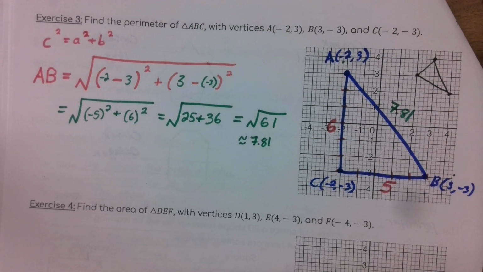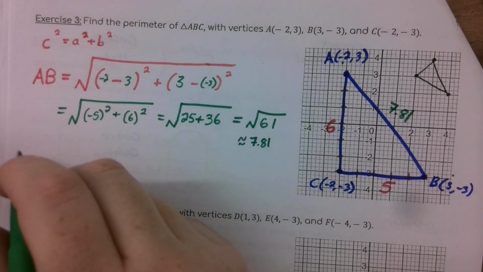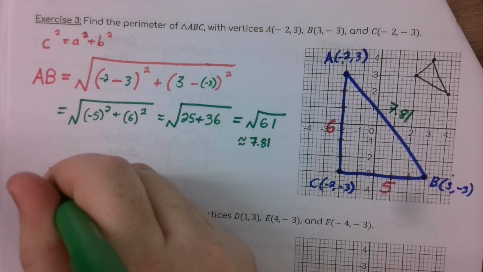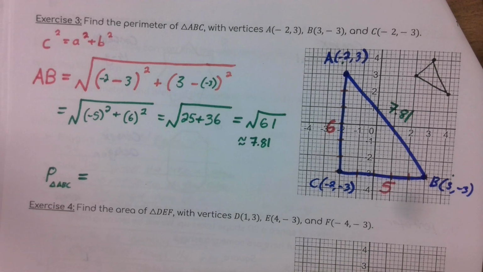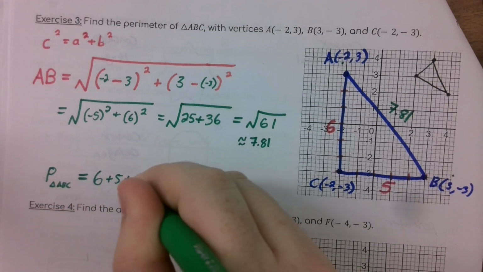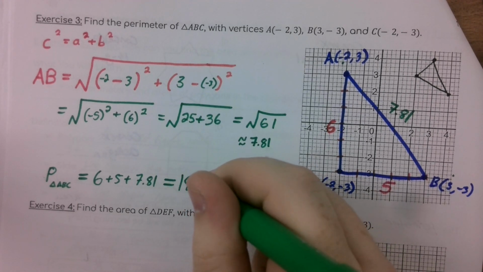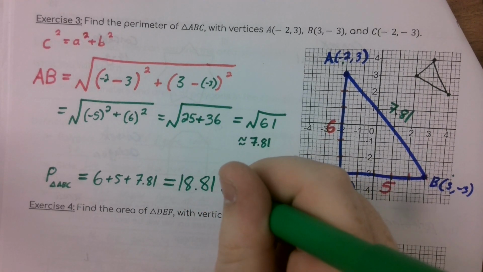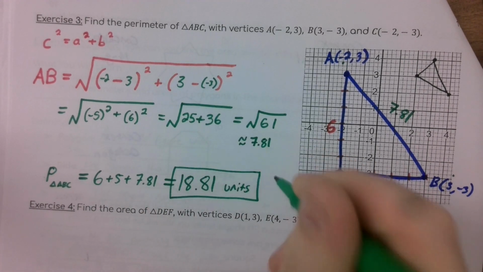Now it's just a matter of putting these together. Since we're trying to find the perimeter here, all we have to do is 6 plus 5 plus 7.81. We find the perimeter of triangle ABC equals 6 plus 5 plus 7.81, which is 18.81 units. There we go.